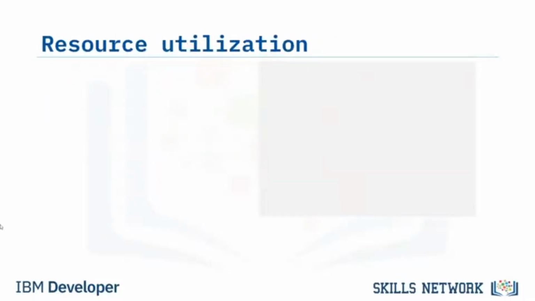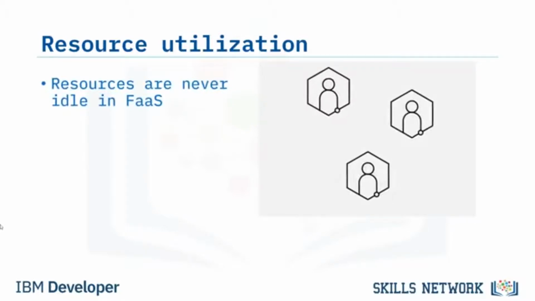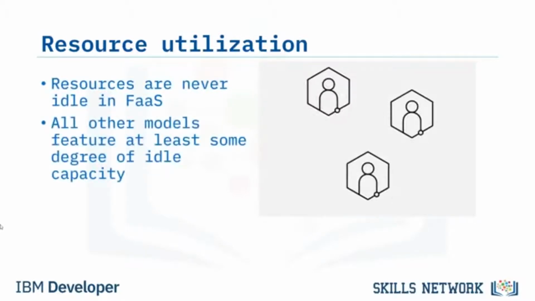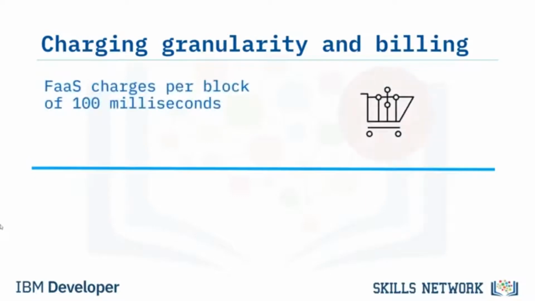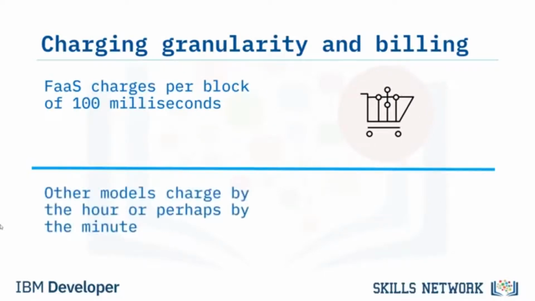Because resources are only invoked upon request, resources are never idle in the FAS model. All other models, however, feature at least some degree of idle capacity. Other models do not feature the scale-to-zero capabilities that let FAS incur costs only when the function is invoked. FAS is also incredibly flexible when it comes to the granularity of its billing model. FAS charges per block of 100 milliseconds, which means you only pay for what you use, and not a second more. Other models tend to charge by the minute, or perhaps by the hour.